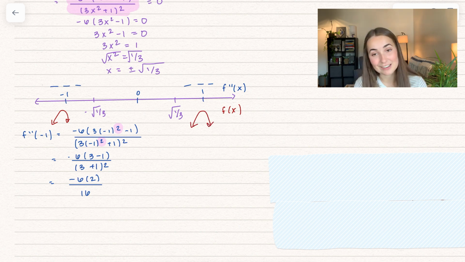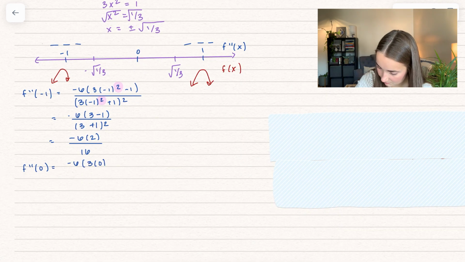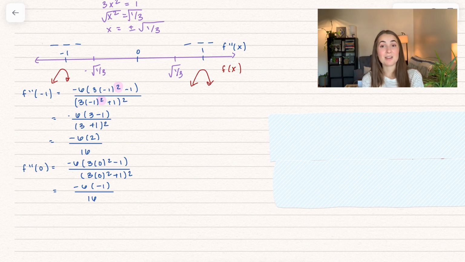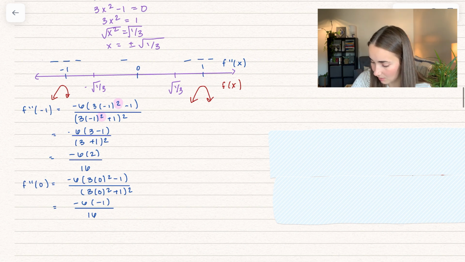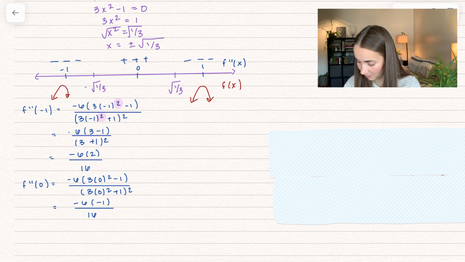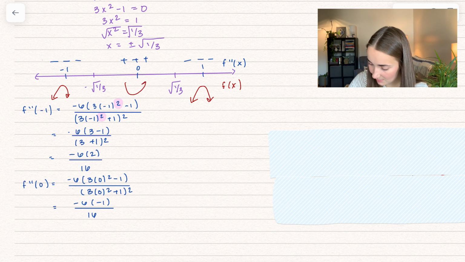So now all we got to do is plug in that value of 0 and see what happens. Again, I'm not going to solve it all the way, but I notice that this is going to be a positive value because those two negatives will cancel out, which tells me on this interval, our function will be concave up. So let's go ahead and write those out all officially.